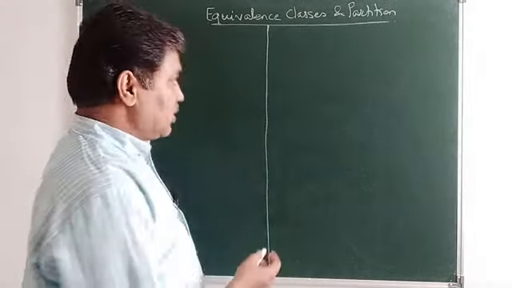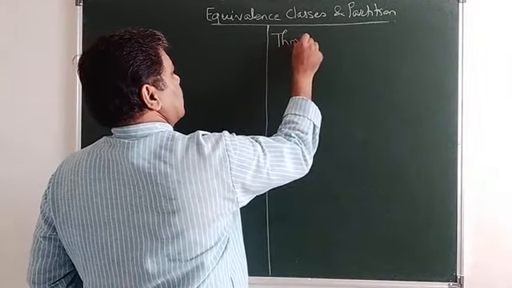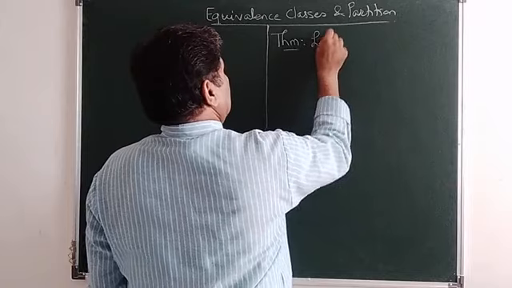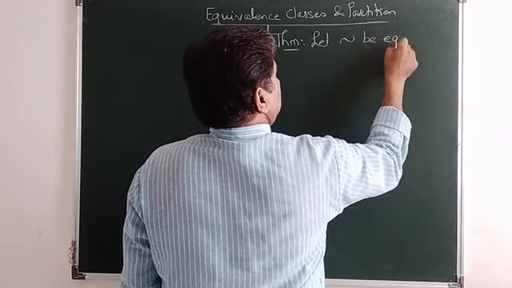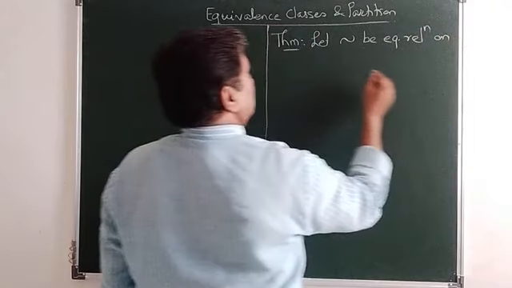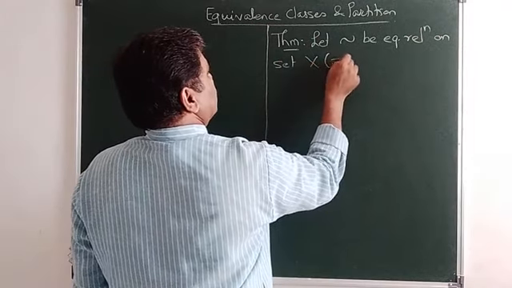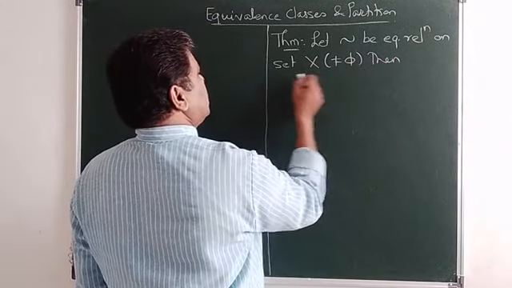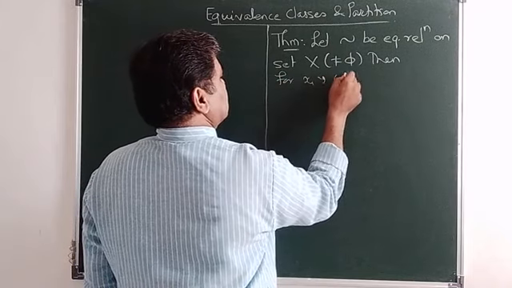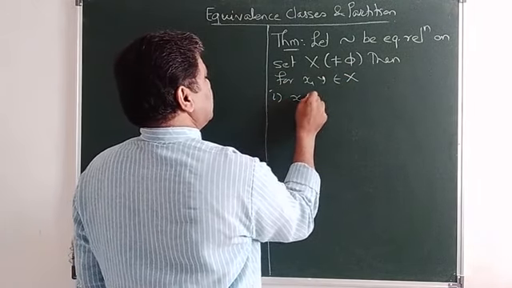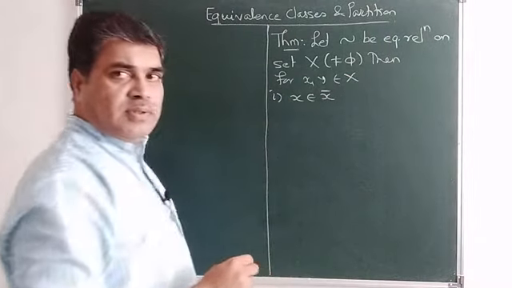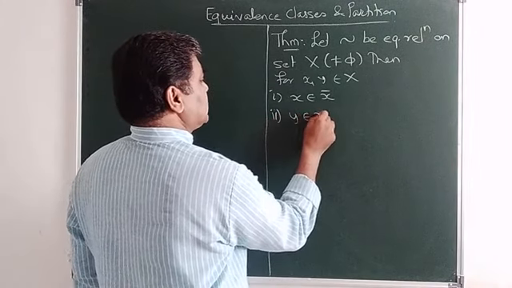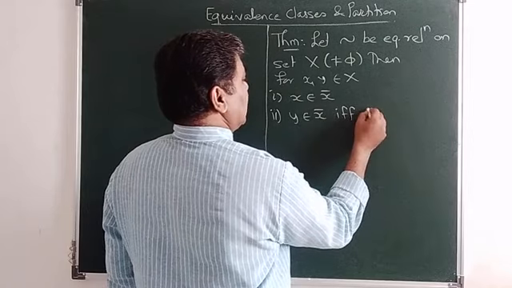So, a very important result on equivalence classes. Let tilde be an equivalence relation on a set X not equal to empty set. Then for x, y belonging to X: 1, x always belongs to x bar, that is, x lies in the equivalence class of itself. Second, y lies in the equivalence class x bar if and only if y bar is equal to x bar.